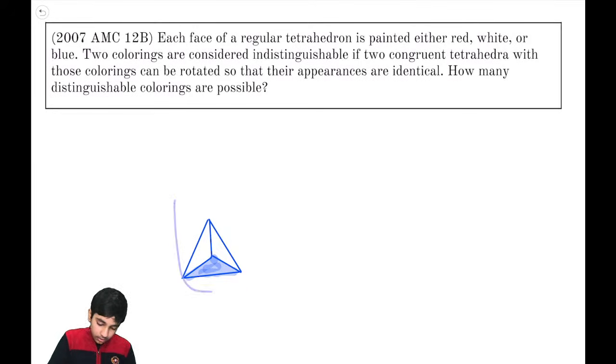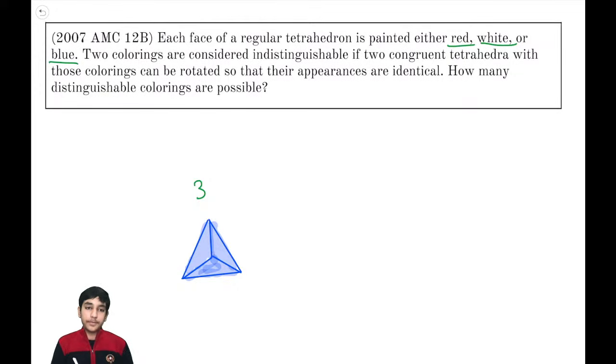Let me copy this really quickly so I do not have to read out the tetrahedron. The first case is all of them are the same color. So let's say all the faces are blue. That's going to be one way. But then there's going to be 3 colors, red, white, or blue.